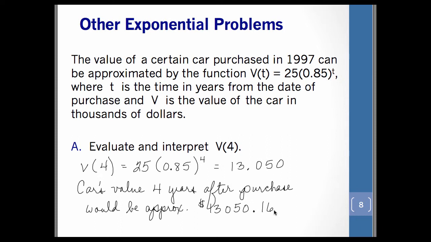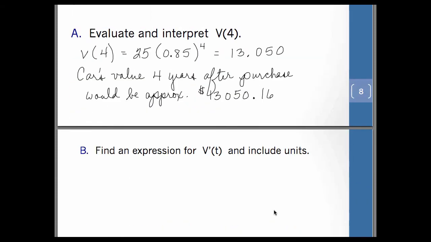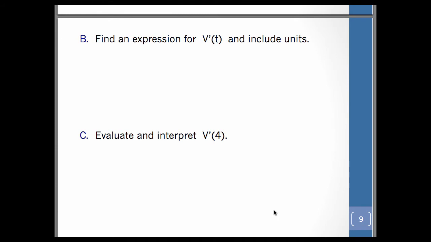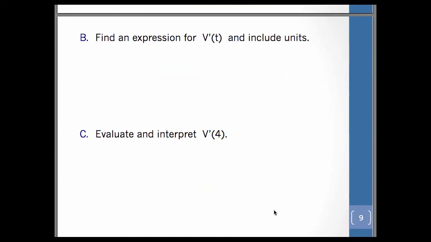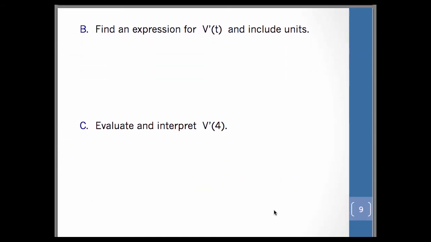So I'm sure you've done that kind of problem before. So let's get more into the calculus then. The next thing we're going to do is find an expression for v prime of t and include what the units of measure would be. So if you go back to the function, I can rewrite it here for us. Remember, v of t was given to be 25 times 0.85 to the t.